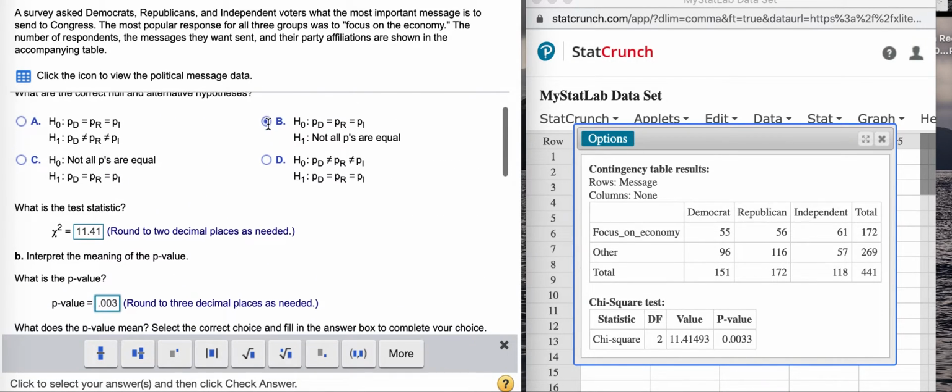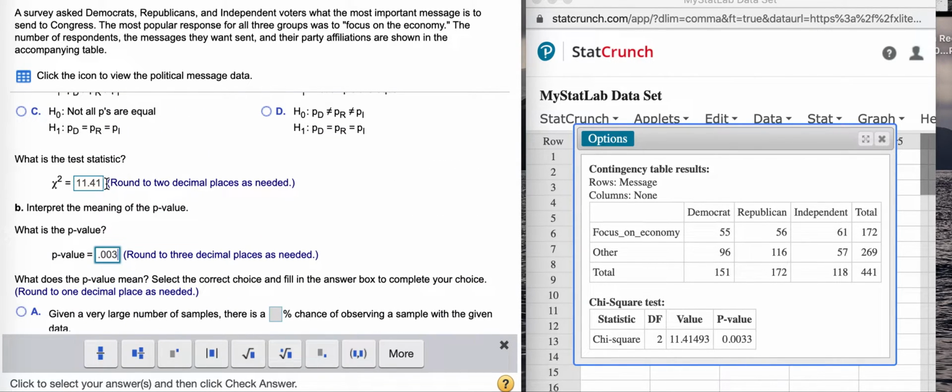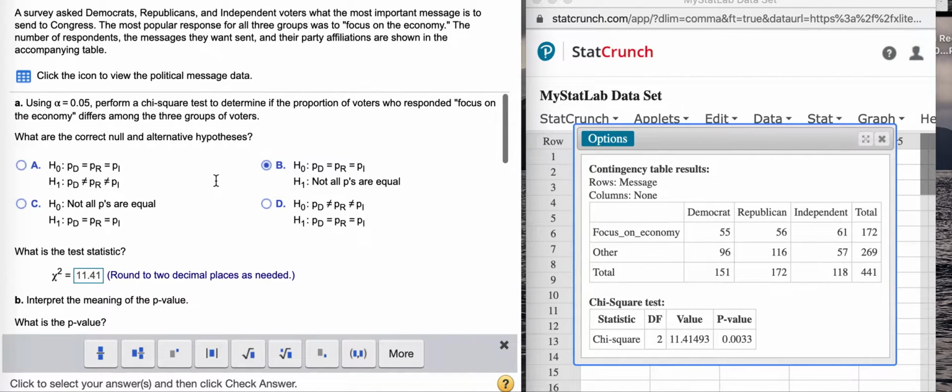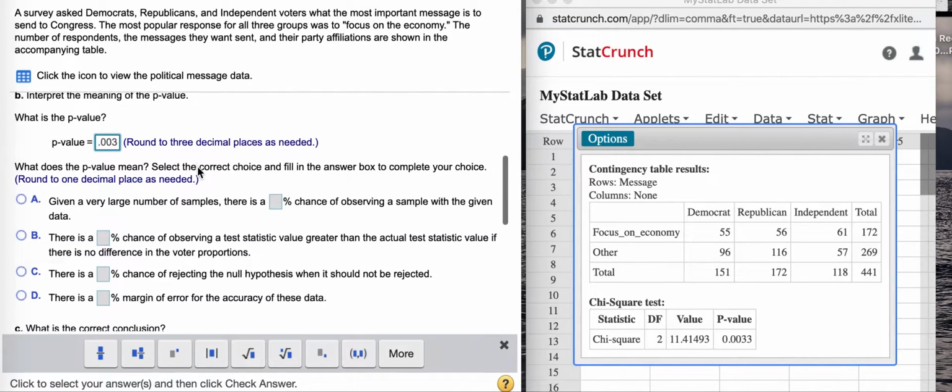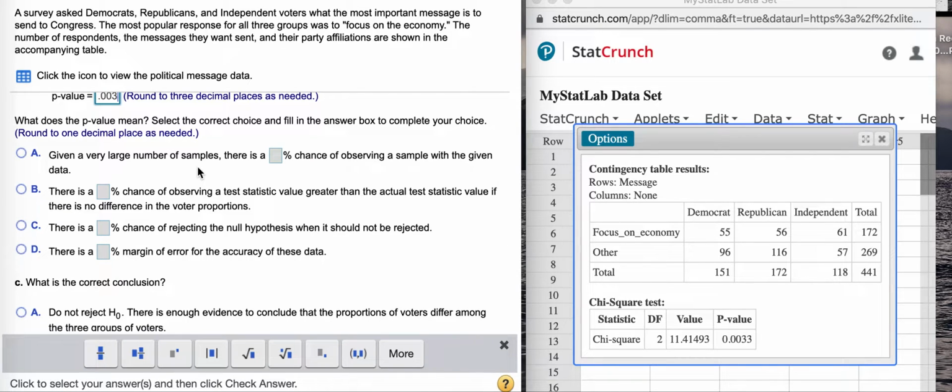So in this case, our test statistic is quite large and our p-value then is quite small. Our p-value is less than the significance level, 0.05. So I here would reach the decision to reject the null hypothesis. And so they first kind of ask us, what does the p-value mean? And so here it says, given a very large number of samples, there is a blank % chance of observing a sample with the given data.